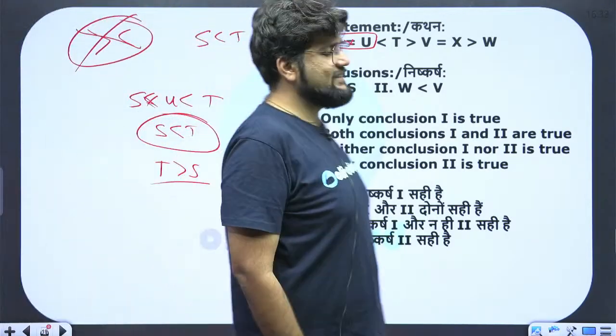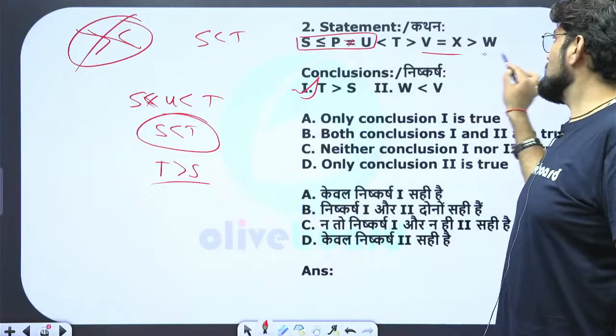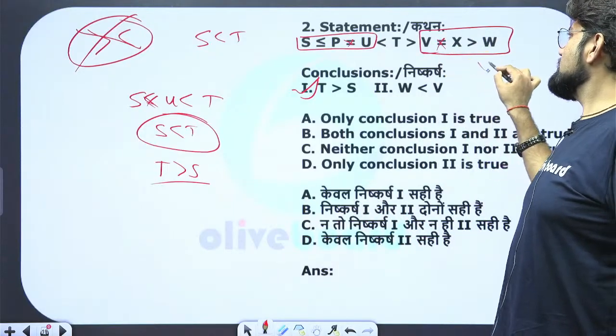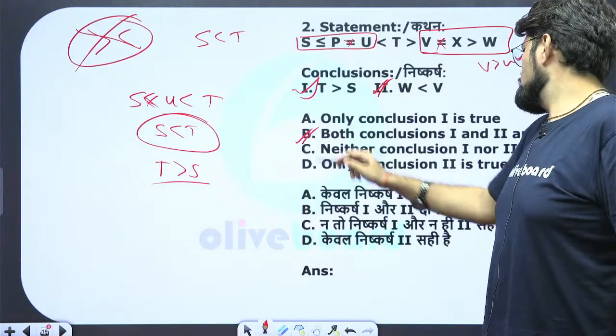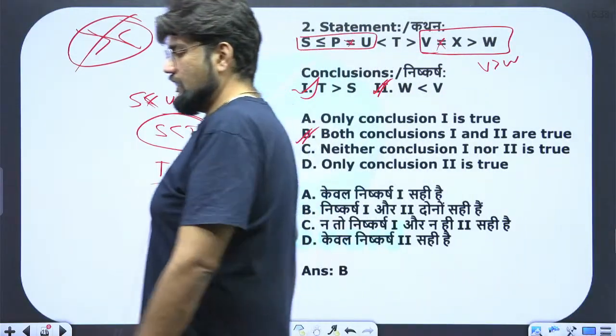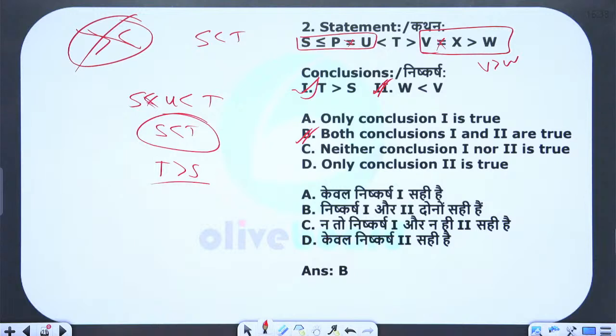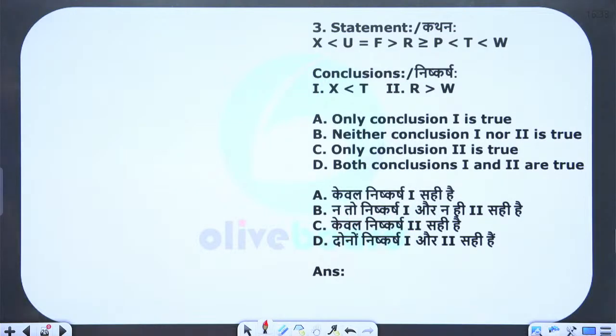And W is less than V. So again, we'll check this one here. So equal to will drop. We'll say V is greater than W. So definitely W is less than V. This is also correct. So both conclusions are true. Option B is the right answer. Cool. Next.